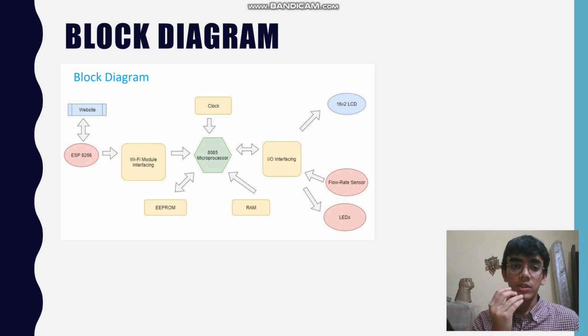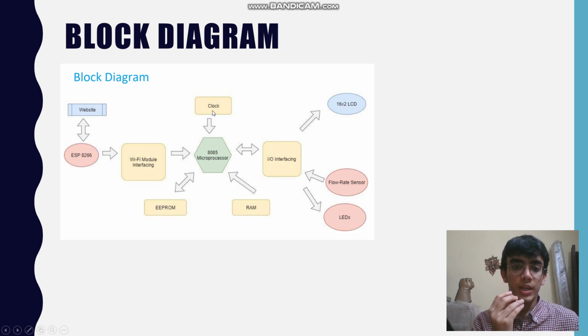The block diagram of this process is as follows. Firstly, we have a 8085 microprocessor which is connected to the input and output devices, which are the 16 cross 2 LCD and the LEDs present here. There's the flow rate sensor which sends in the flow rate as an input via the input-output interfacing device. The two memory elements, that is the 32K RAM and the 32K EEPROM, are used here.